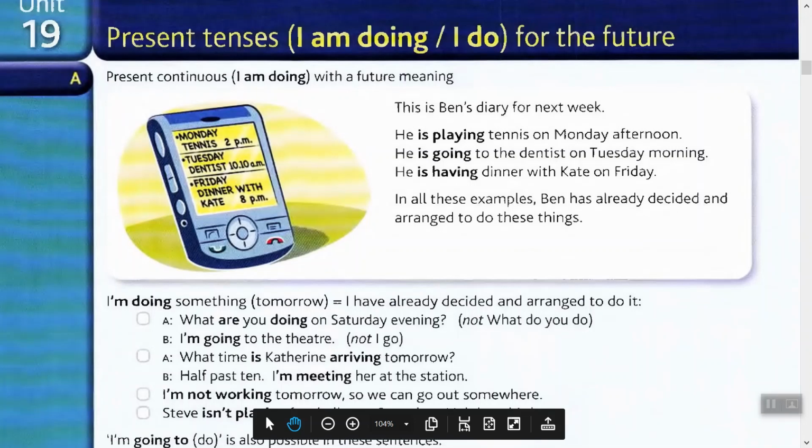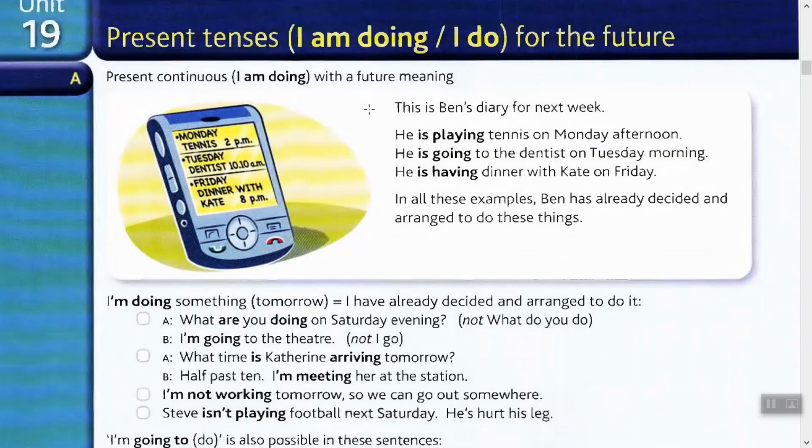Of course, they are used for future. Present continuous, I'm doing with a future meaning. Present continuous, you see here, I am doing or I'm doing for future. How, when? For example, here, this is Ben's diary for next week, you see? So from this, next week means what? It is the future.